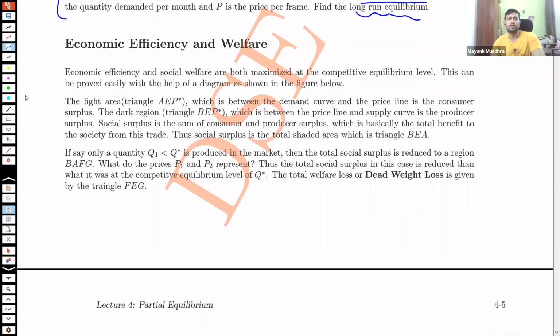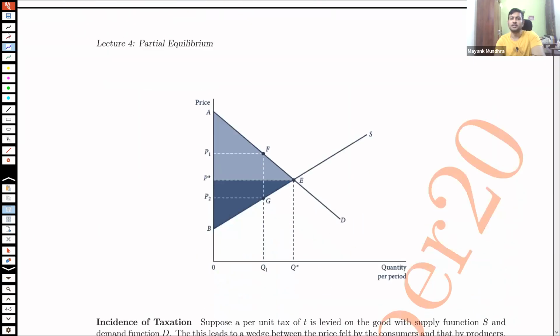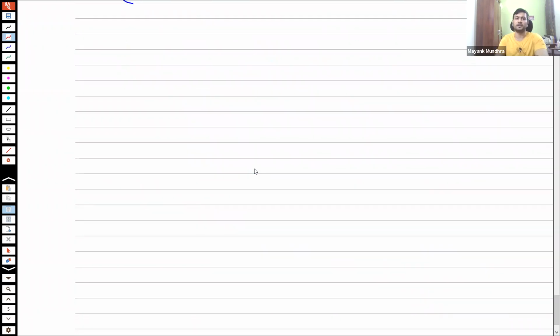Next, look at economic efficiency and welfare. What is economic efficiency? Efficiency is basically the area between the supply curve and the demand curve, that is, the marginal cost curve and the demand curve. What is welfare? How do I calculate welfare? What is social welfare?